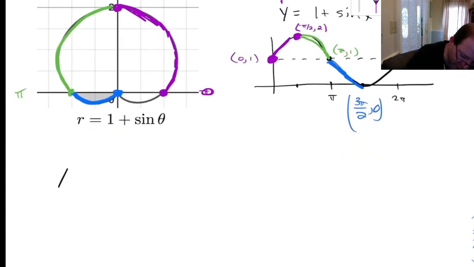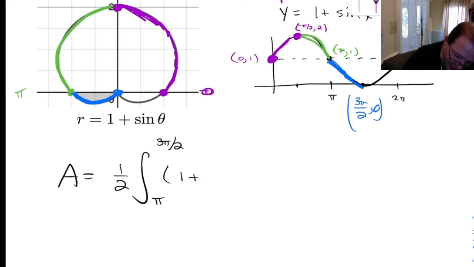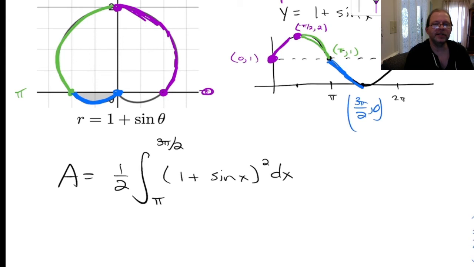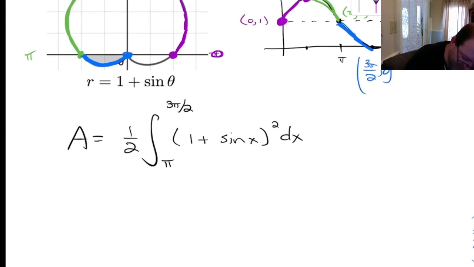So our integral for area is going to be 1/2 integral from pi to 3 pi over 2 of our function, 1 plus sine x, quantity squared, dx. Now this actually wouldn't be a terrible integral to do by hand, because once you square this out, you get 1 plus 2 sine x plus sine squared x. And the sine squared you can deal with an identity. Wouldn't be that much trouble, but still maybe not something we really want to do. So let's just evaluate this using a calculator.